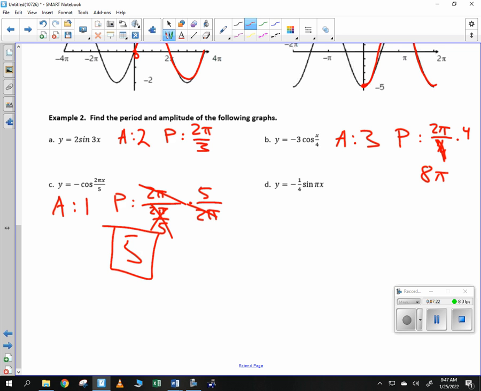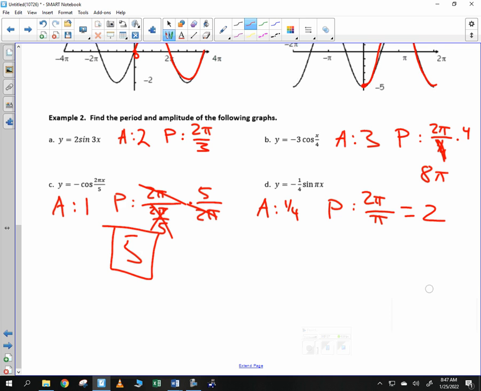All right, last one, amplitude. 1/4, period. 2 pi divided by, and what do you give if you take 2 pi divided by pi? Dos, which is Spanish for 2.